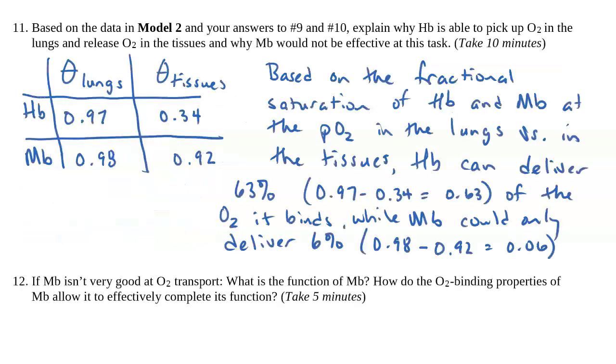All right, so did you figure it out? Here's my sentence. Based on these fractional saturations of hemoglobin and myoglobin at the PO2 in the lungs versus in the tissues, hemoglobin can deliver 63% of the oxygen it binds. 0.97 minus 0.34 that's still bound in the tissues means it goes down to 0.34, and that's 0.63 or 63%. While myoglobin could only deliver 6%, from 0.98 saturation in the lungs to 0.92 in the tissues.